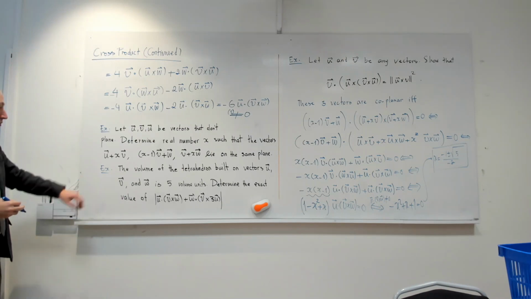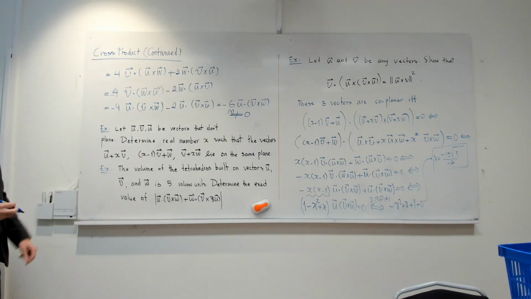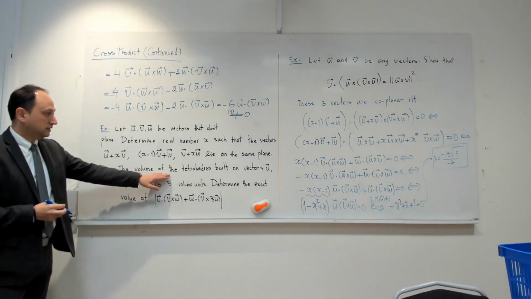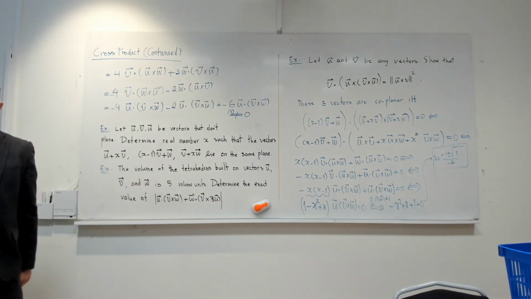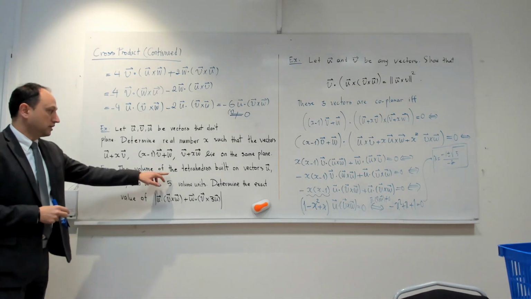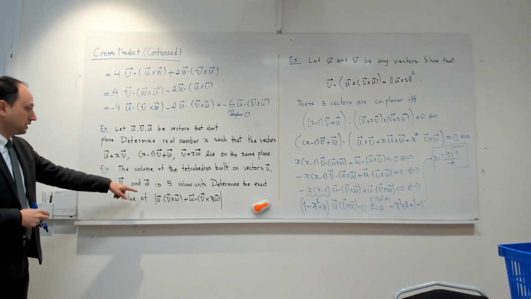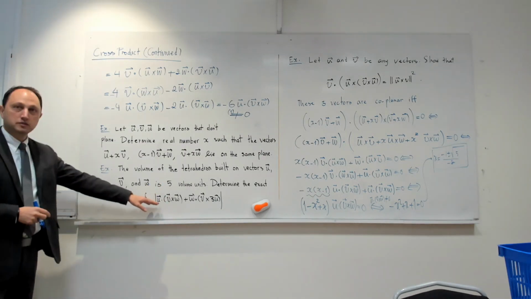And now let us go to the next problem. So what is this one? Could you solve that one? The volume of the tetrahedron. It's like a pyramid with faces to be triangles, yes? So the volume of the tetrahedron built on vectors u, v, and w is 5 volume units. Determine the exact value of this expression.